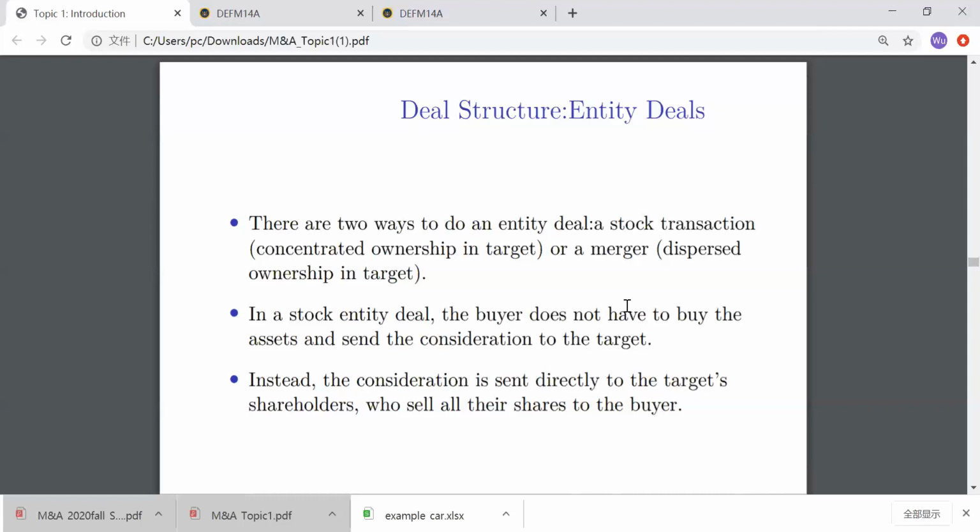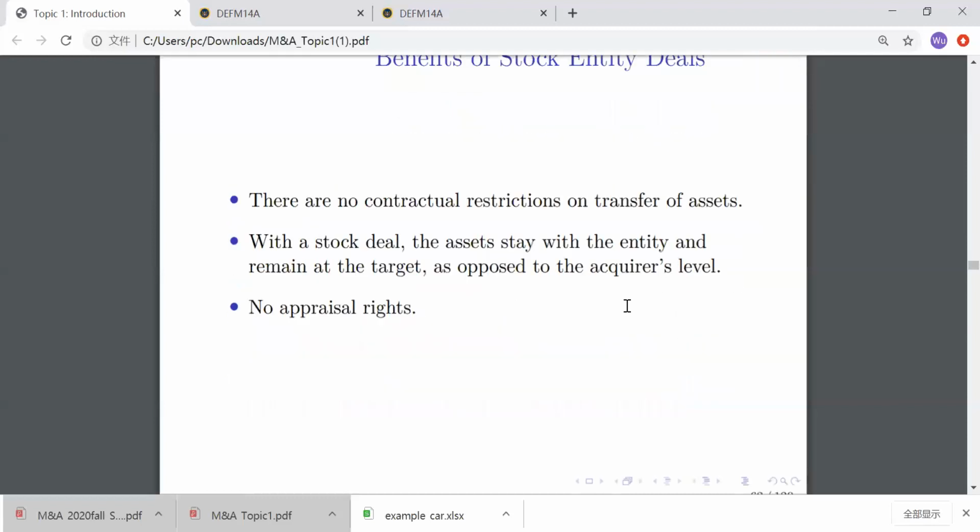So basically, they negotiate for a price, right? Let's say $100 a share, and then 1 million shares. They just pay $100 times 1 million shares, and you send a consideration to the target shareholder, and then the target shareholder sells the shares to you. That will be the whole process, right?